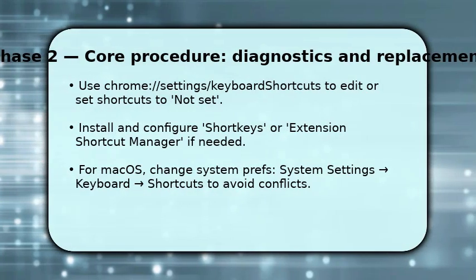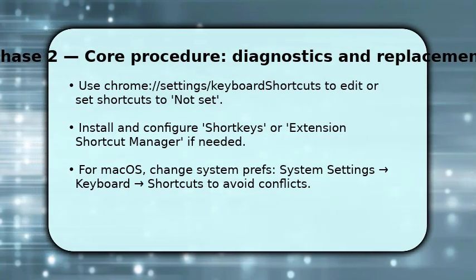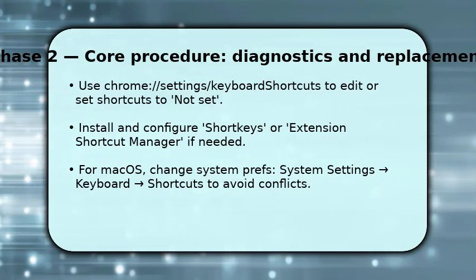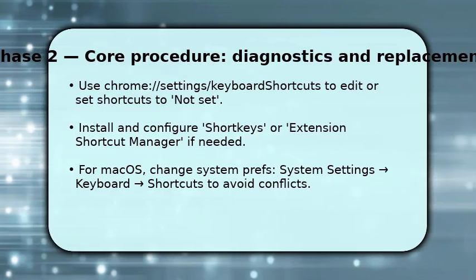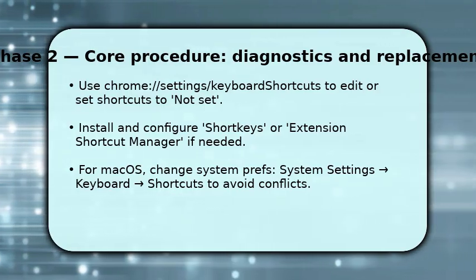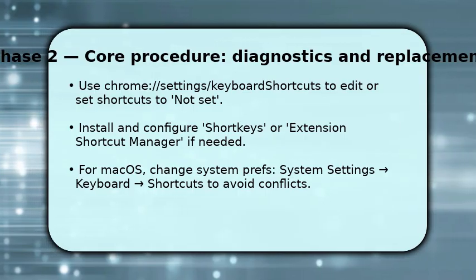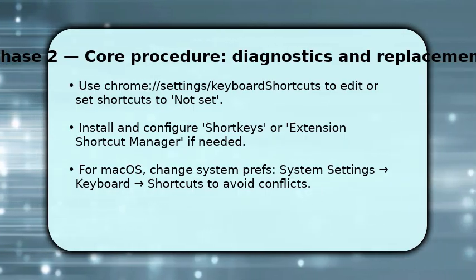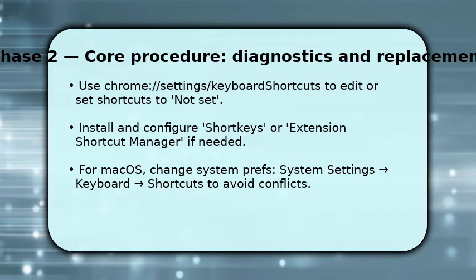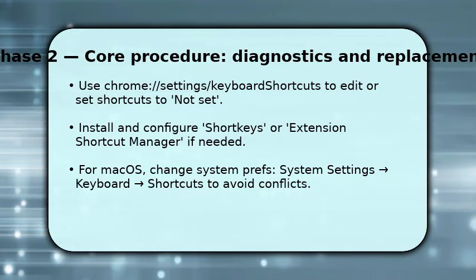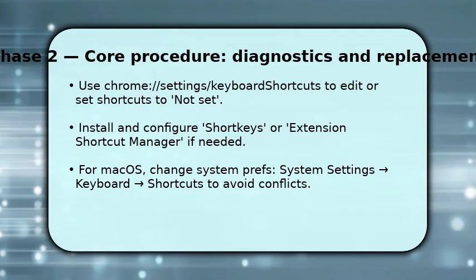You now edit shortcuts inside Chrome. Open chrome://settings/keyboard shortcuts and click each entry, then choose Not Set or a harmless key combo. Once done, install an extension like Shortkeys when a built-in control is insufficient. Configure rules to block or remap keys, giving priority to the extension.